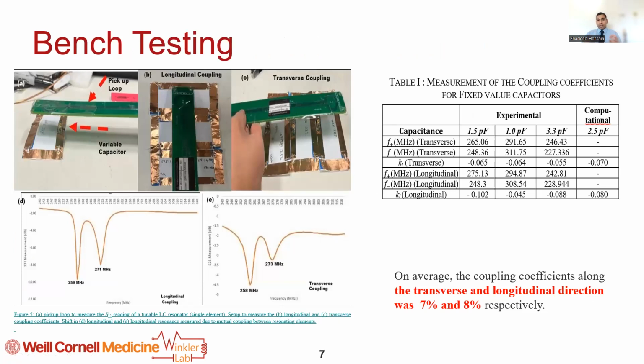Now, when we tried to do the bench testing, we had to calculate the coupling coefficients, right? So this is a pickup loop. A pickup loop is basically connected to a network analyzer, and that helps you to see the resonating frequencies. Each of them has been tuned at different frequencies. Initially, we'll start with a particular frequency, and then we'll try to see the coupling, the shifting and deviation that is occurring from its resonating frequency because of the longitudinal and transverse coupling. And we found that in most cases, it's between 7 to 8%.